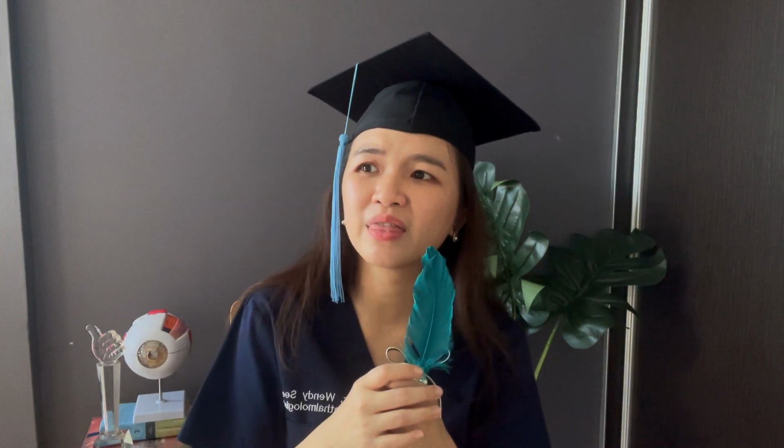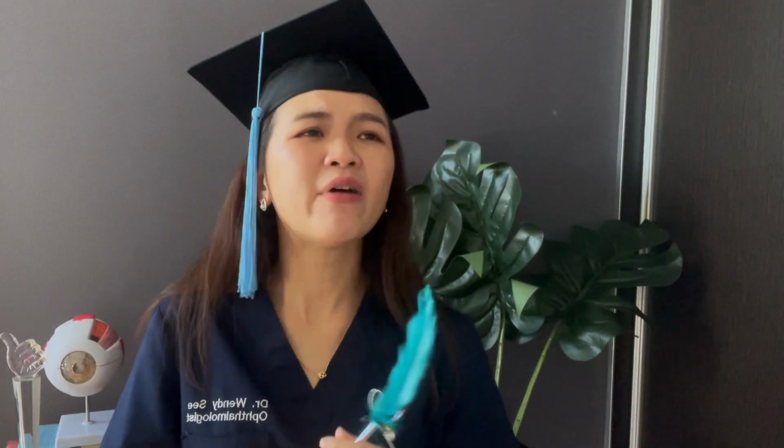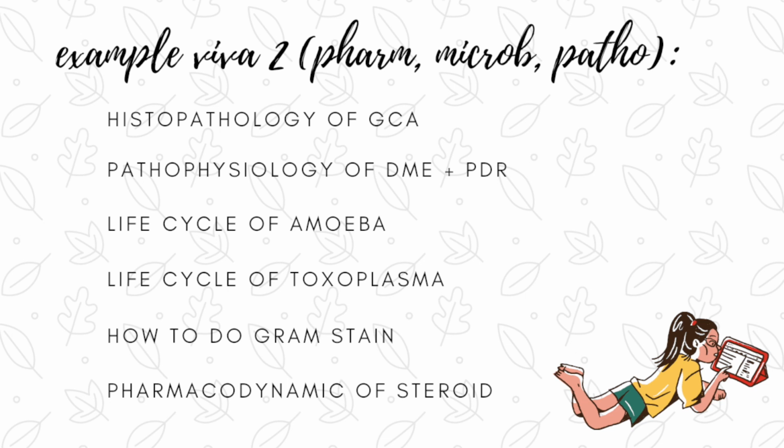And favorite microbiology questions in Viva, I think I prepared for amoeba and toxoplasma. Those are very favorite ones that you have to prepare. I don't know what you will get, but these are the questions that I would personally prepare well. How to perform a Gram stain is definitely a question that you need to hafal. And for pharmacology, what was I asked? Mechanism of action of steroids. Definitely you need to know lah, the side effects, contraindications, blah blah blah.